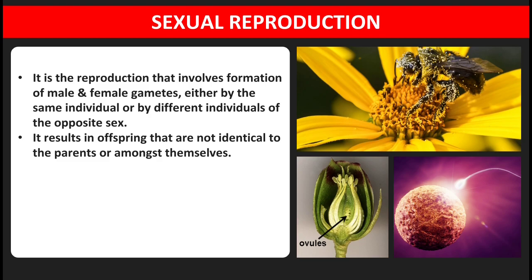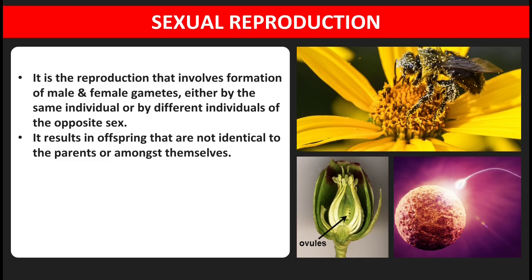Now due to this feature only we can add the third character, that variation is seen during the sexual mode of reproduction. First character is that gametes are produced, male gametes and female gametes. Second character is that the offspring which are produced are not identical to their parents, but they are a little bit similar to their parents. Then third character is that variation is seen.